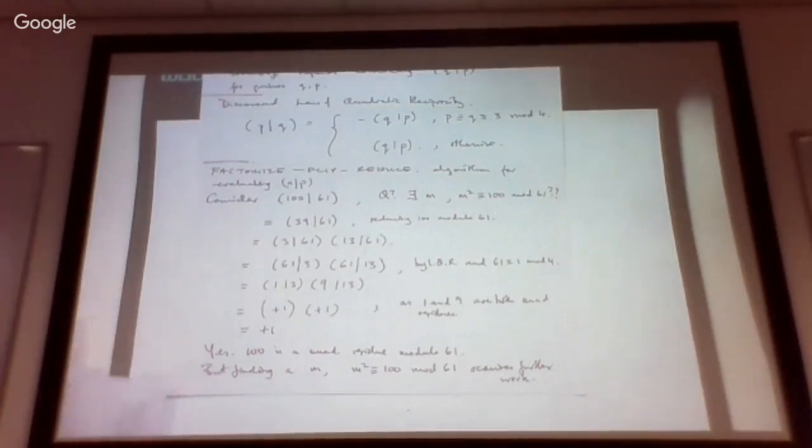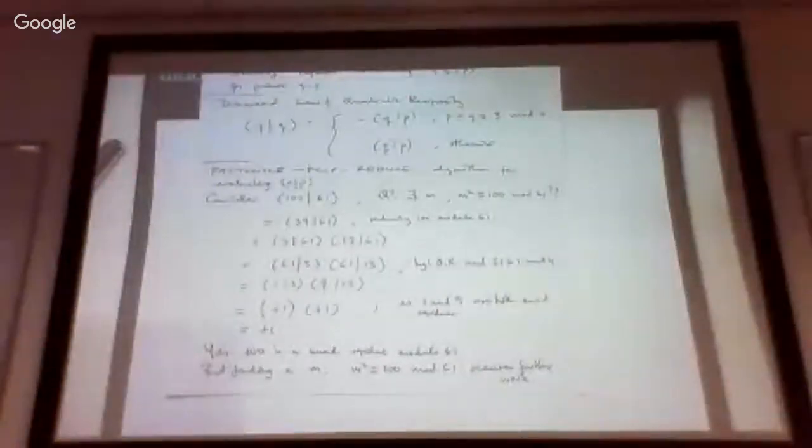So I'd like to jump now to another application. This is actually in the book. So I'm hopping around a bit in the notes. I'm skipping some of the lemmas that go towards the proof of quadratic reciprocity. So I'm jumping towards some of the applications. So we'll have a look at example 8.4.